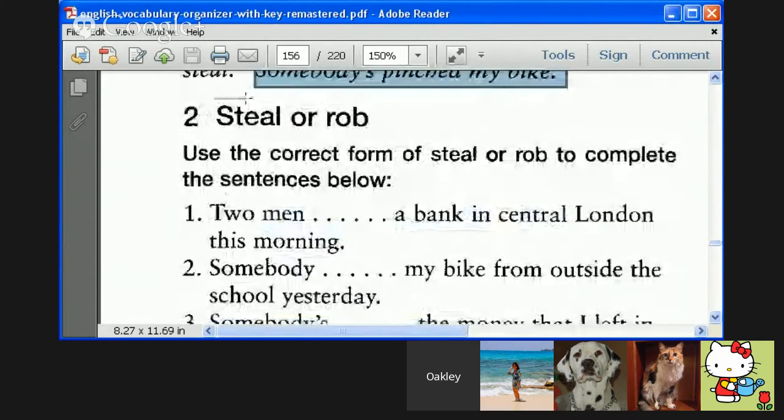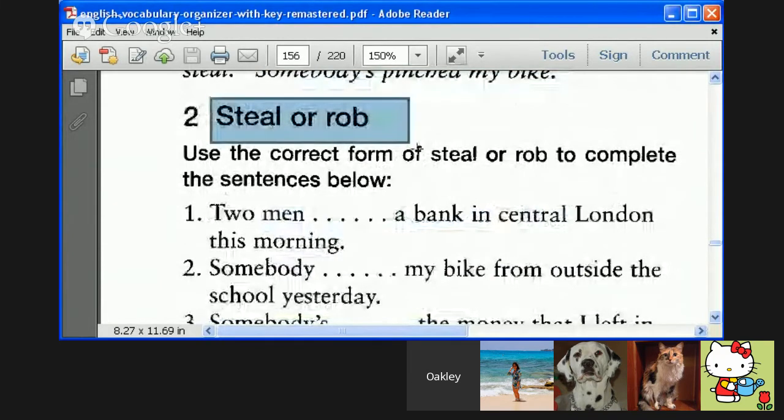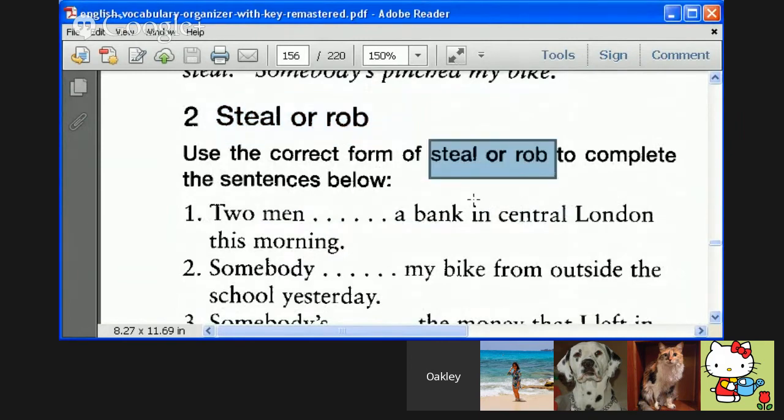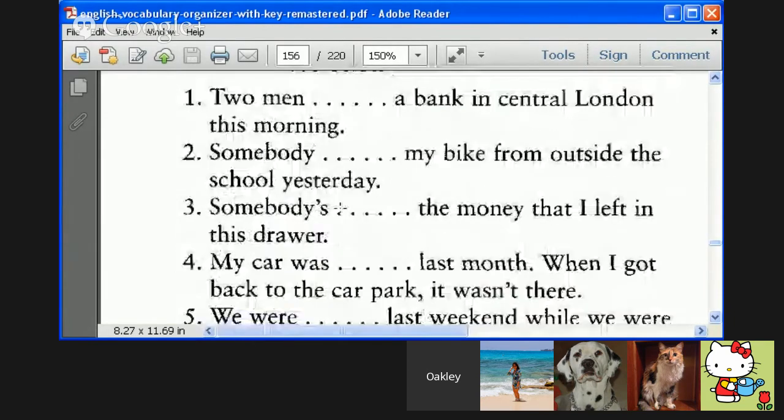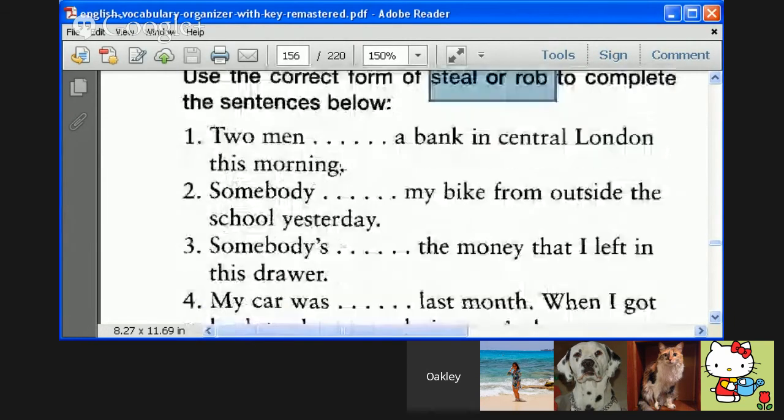Okay, this is confusing. I think this next part can be confusing even for native speakers. Do we use steal or rob? So you're going to try to use steal or rob to complete these sentences, and I'm going to try to explain the difference.